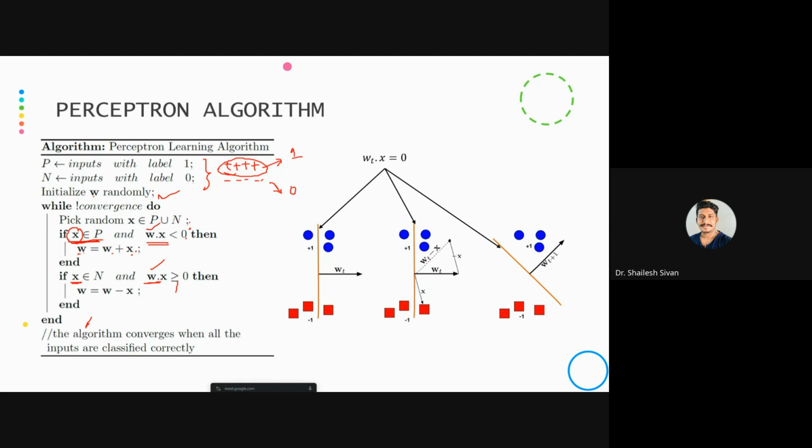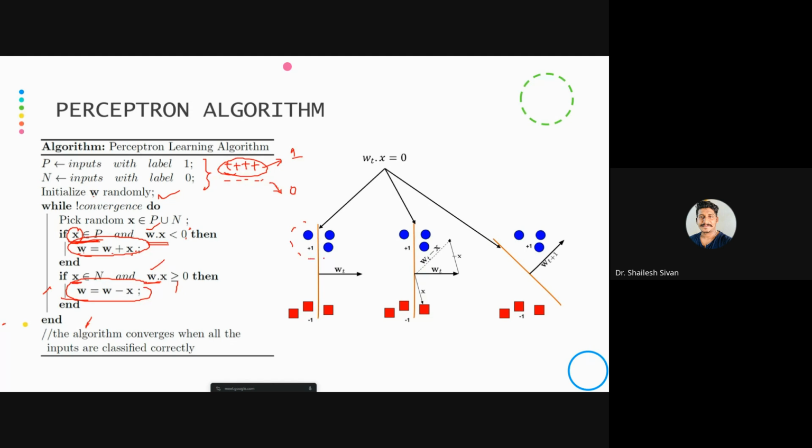I will show you an example of how it works, then it will be more clear to you. But the thing you have to understand here is the logic behind w equal to w plus x and the logic behind w equal to w minus x on misclassification. To understand that, just go through this figure.